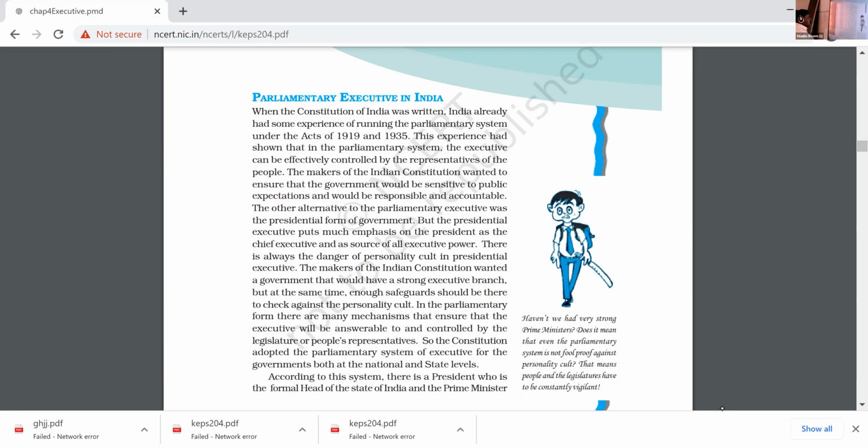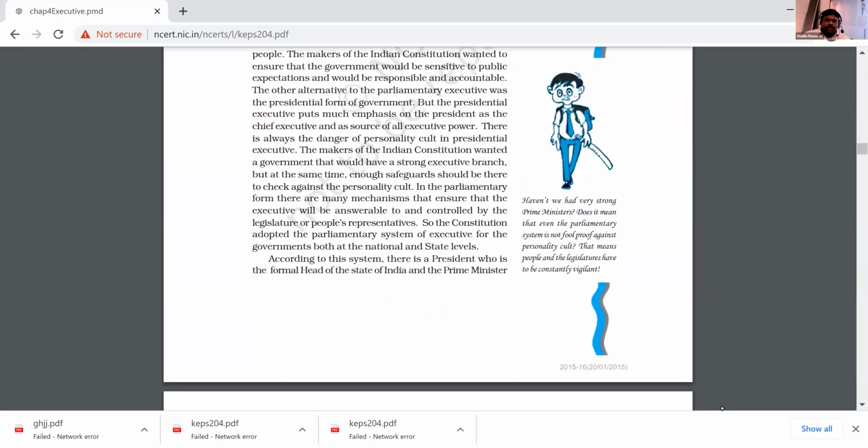In the parliamentary form, there are many mechanisms that ensure that the executive will be answerable to and controlled by the legislature or people's representatives. So we can say in the parliamentary system, the executive is controlled by the legislature. The executive cannot impose or force the people to accept any rule and regulation without the consent of the legislature. Your legislature only creates the rules and regulations. The executive doesn't have any power to create rules. The only duty of the executive is to enforce the rules made by the legislature, nothing more than that.